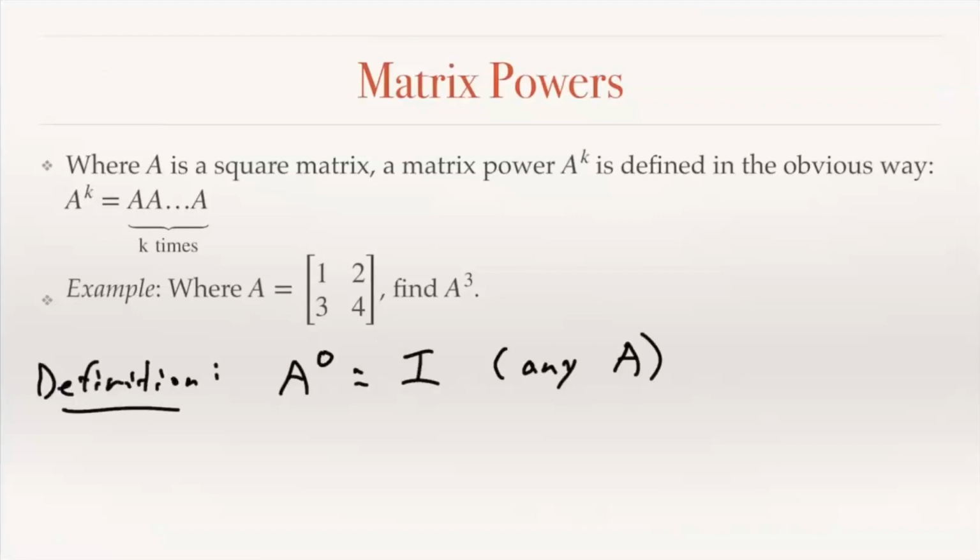And also a definition. We'll sometimes need to take a matrix to the power of 0. And any number to the power of 0 is 1. Any matrix to the power of 0 is the identity matrix, because it needs to be the multiplicative identity.